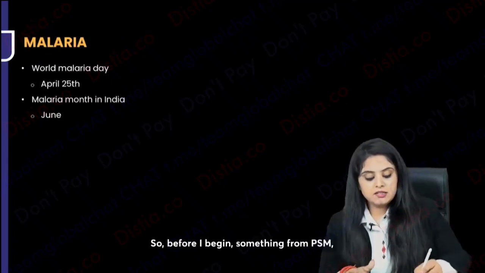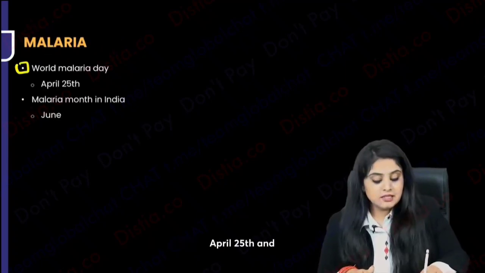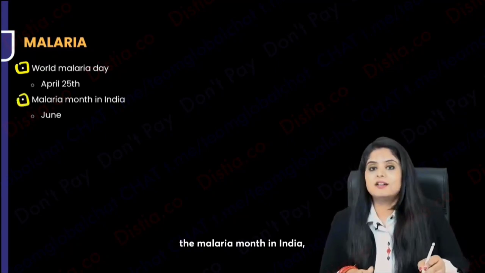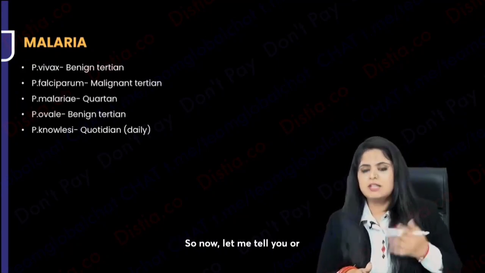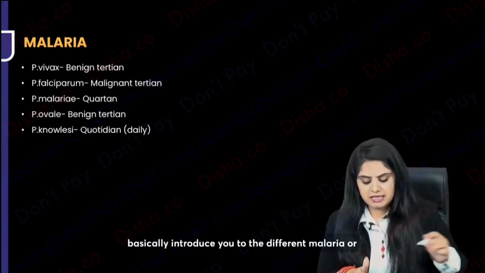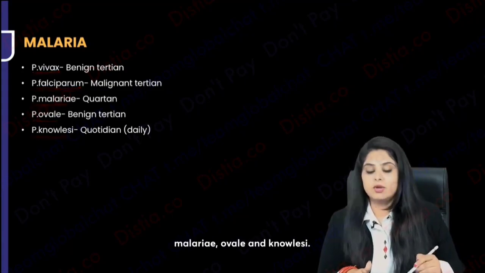Before I begin, something from PSM: World Malaria Day is April 25th, and the malaria month in India, of course, we know is going to be June. Right? Okay, so now let me introduce you to the different malaria species that we have. So we have Vivax, Falciparum, Malariae, Ovale and Knowlesi. And what are they known as?